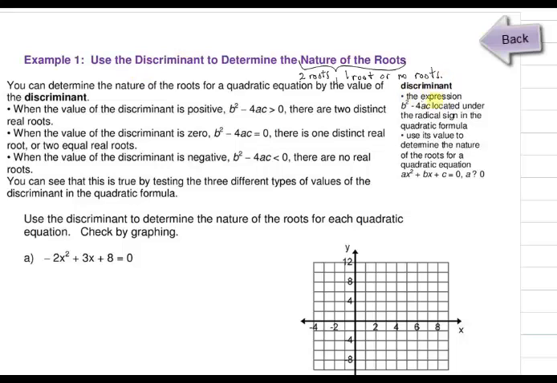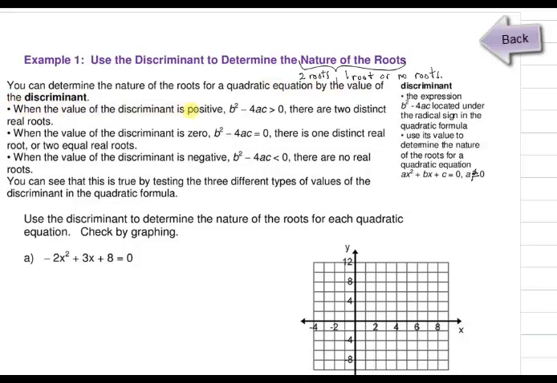So the discriminant is the expression b squared minus 4ac, which is located under the radical sign in the quadratic formula. I pointed that out to you when we developed the formula. Use its value to determine the nature of the roots for a quadratic equation in the form ax squared plus bx plus c equals 0, where a cannot equal 0. What we mean by determining the nature of the roots is, does it have 2 roots, 1 root, or no roots? You can determine this by the value of the discriminant.